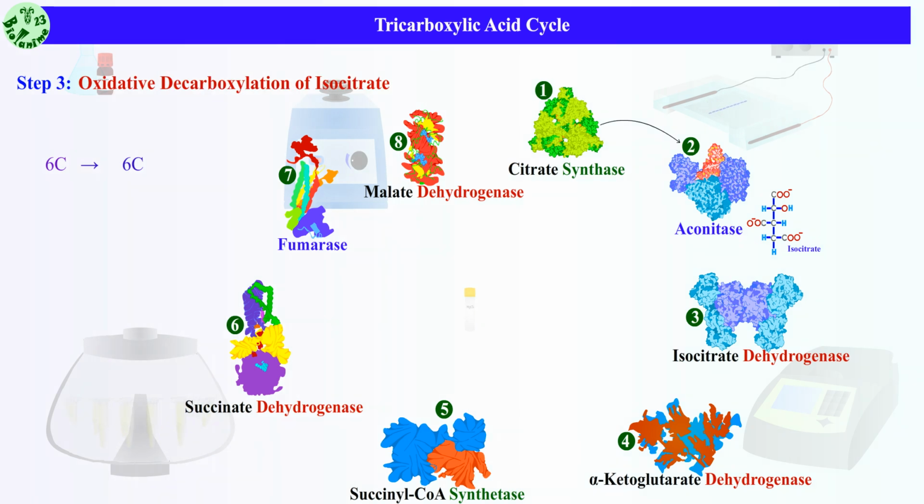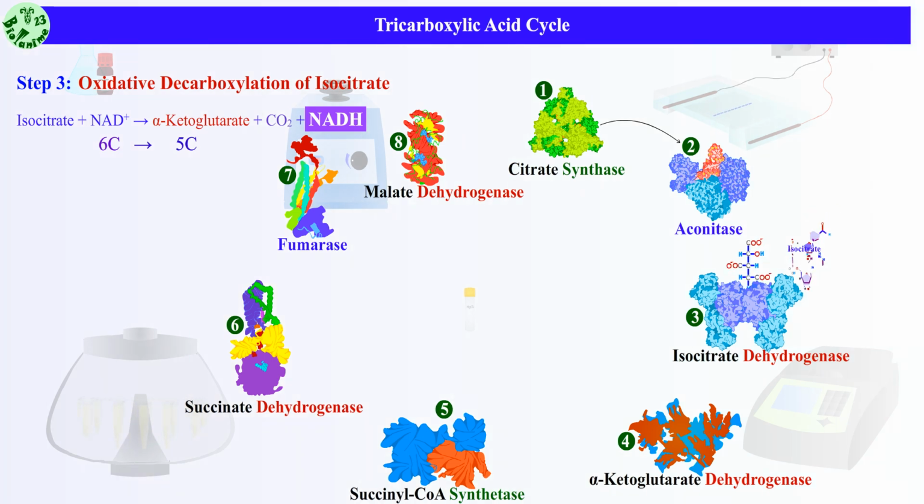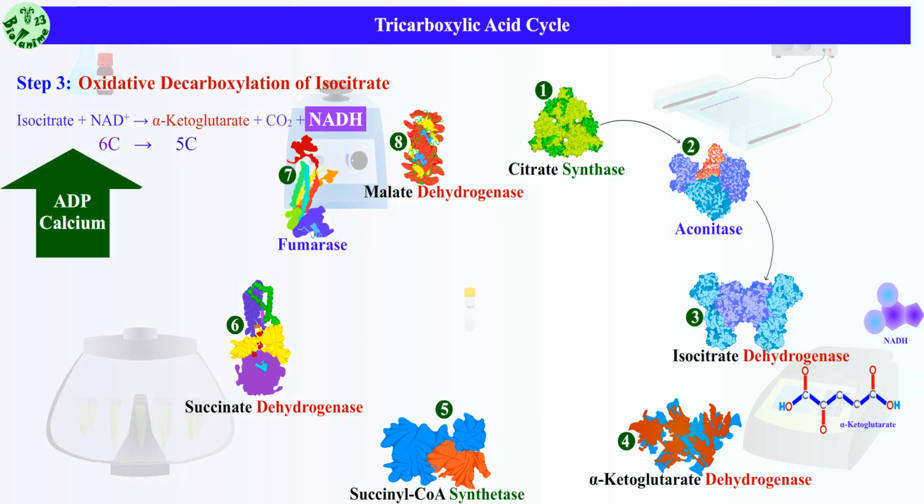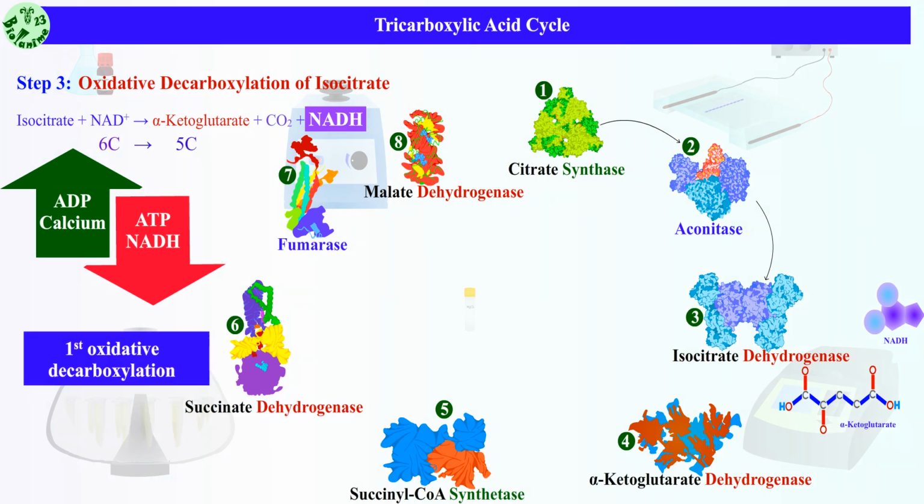Step 3, oxidative decarboxylation of isocitrate. The enzyme isocitrate dehydrogenase will remove 1 carbon from isocitrate in the form of carbon dioxide to form alpha-ketoglutarate and NADH. This step is activated by ADP and calcium, while inhibited by ATP and NADH. It is the first oxidative decarboxylation in the TCA cycle.